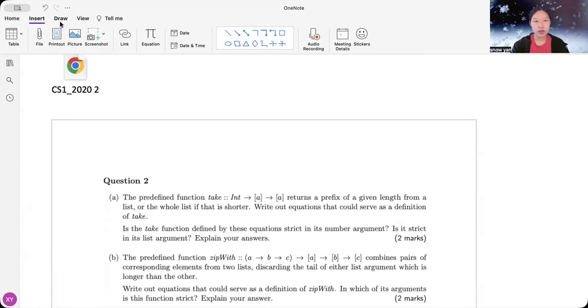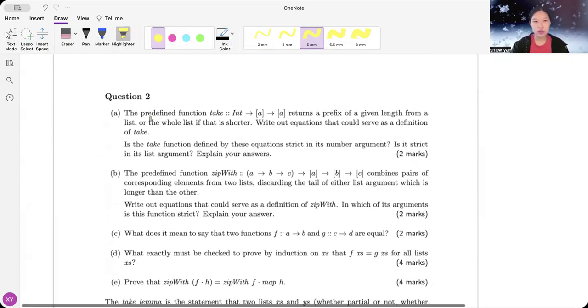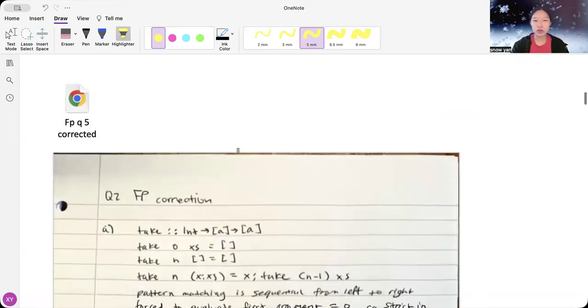Okay, so let's go over what it is. In this question, we have the predefined function take, which is of type int, then a list of a's, and the output is a list of a's. It returns a prefix of a given length from a list, or the whole list if it is shorter. Write out the equations that could serve as a definition of take. Is the take function defined by these equations strict in its number argument? Is it strict in its list argument? Explain your answers.